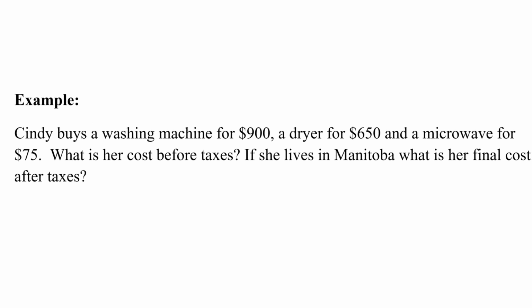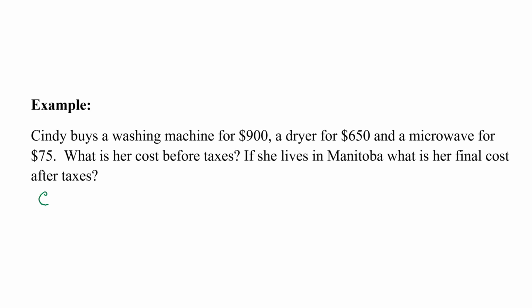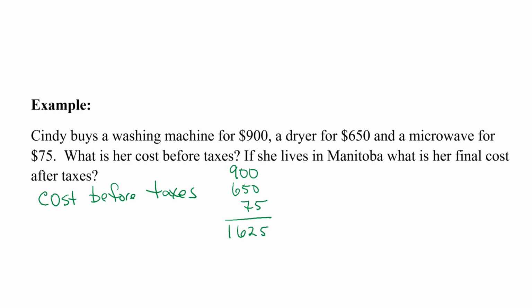Example number 3. Cindy buys a washing machine for $900, a dryer for $650, and a microwave for $75. What is her cost before taxes? And then later, if she lives in Manitoba, what is her final cost? So the cost before taxes. Well, I just need to add these up. So it's going to be 900 plus 650 plus 75. If I add those up, I think I get $1,625.